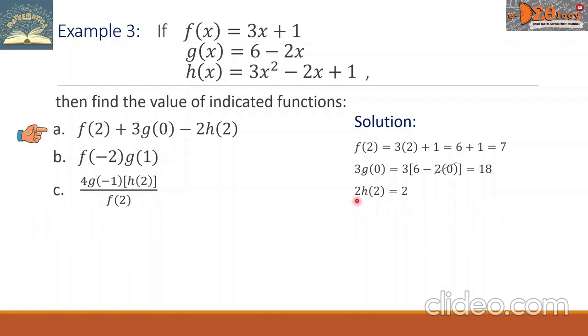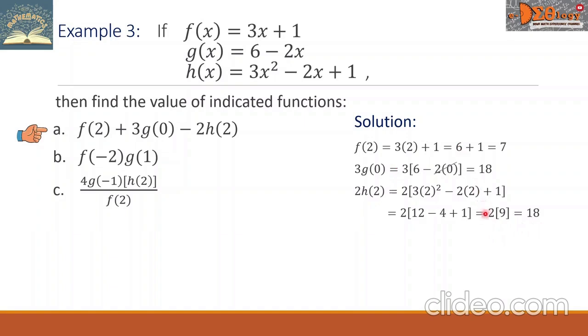Then we have 2 times h of 2. First we copy the constant 2. Then we evaluate h of 2. Our h of x is here. Then we substitute 2 to the x. So we have 3 times 2 squared minus 2 times 2, then plus 1. 2 squared is 4, times 3 is 12, minus 2 times 2 is 4. Then we copy plus 1. We simplify the numbers inside the grouping symbol. We have 9. That is 12 minus 4 plus 1. And then times 2. So we have 18.